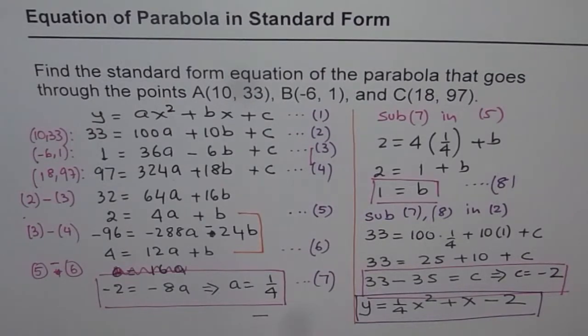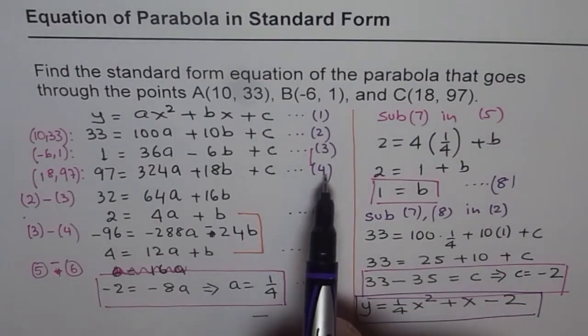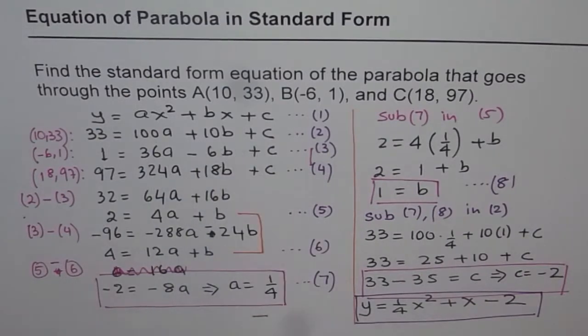I hope the steps are clear to you. So what we really do here is we start with the standard equation of parabola, which is y equals to ax squared plus bx plus c. With these 3 points, we get 3 different equations with a, b, c unknown. By systematic elimination and then by substitution, we can find the values of a, b, and c. Once we find them out, then we can write down our equation. Well, these are the steps which help us to solve such questions. And I hope you understand these steps and it helps you to answer similar questions.